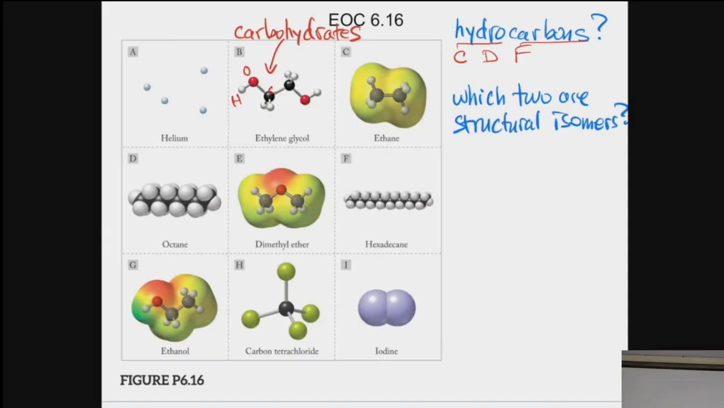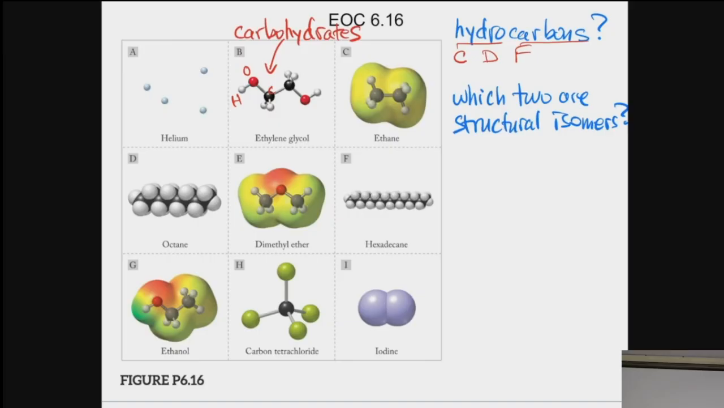Okay, how about the structural isomers? Which two are structural isomers? To get this one right, you have to know what a structural isomer is. I mean, what does that term mean to you? Anyone have an idea? So that's very, very close. So he said the structures are interchangeable. They can be switched around. That's essentially true. All right. The structure, I'm going to replace that word structure with the atoms. The atoms are the same, but their connectivity is different. Okay. So it's the same number of atoms.